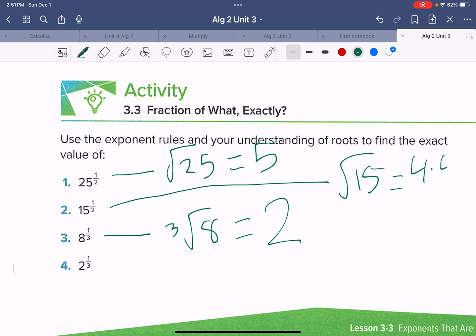4 times 4 is 16. So it's a little bit less than 4, right? So 4 is too much. So if you typed it in the calculator, it'd be a little less.